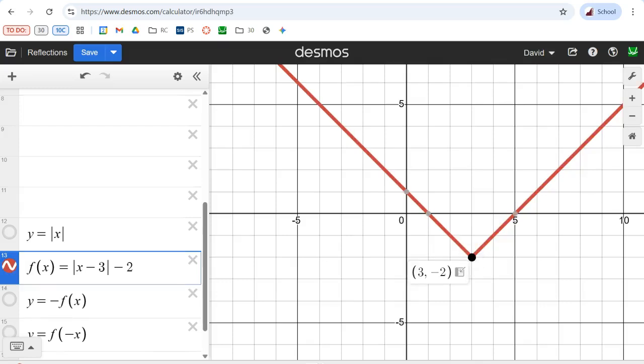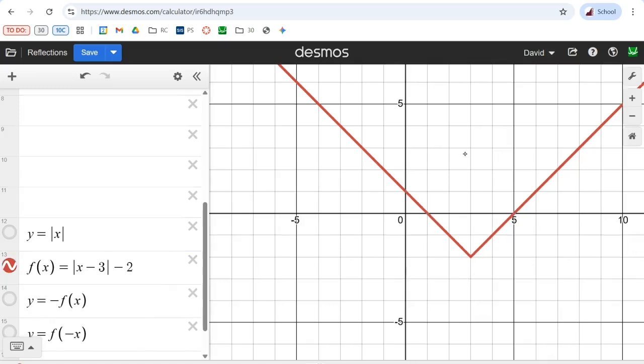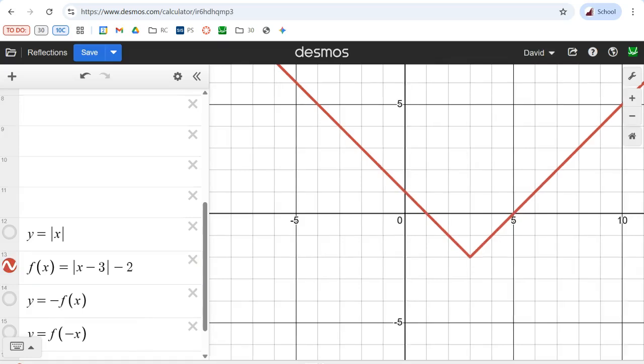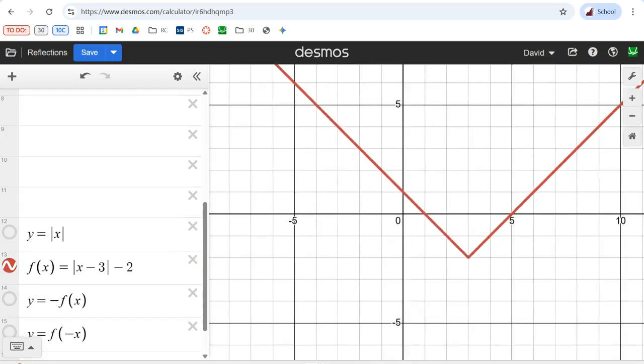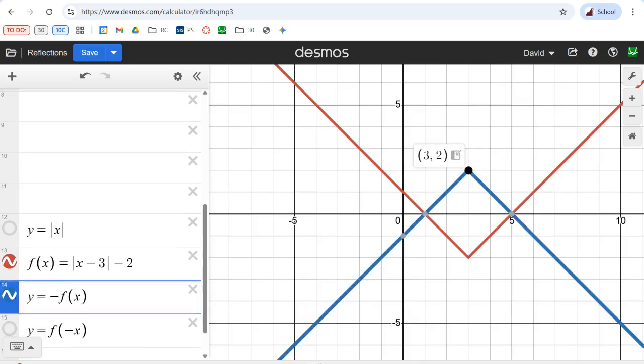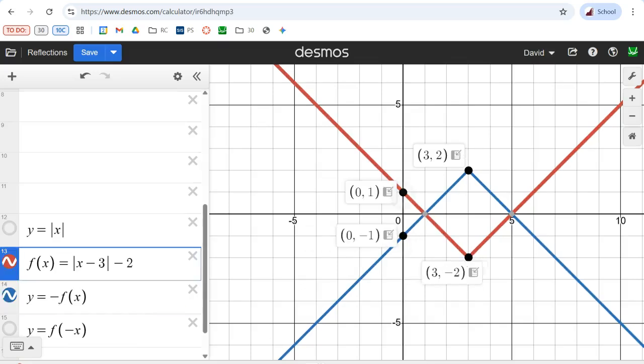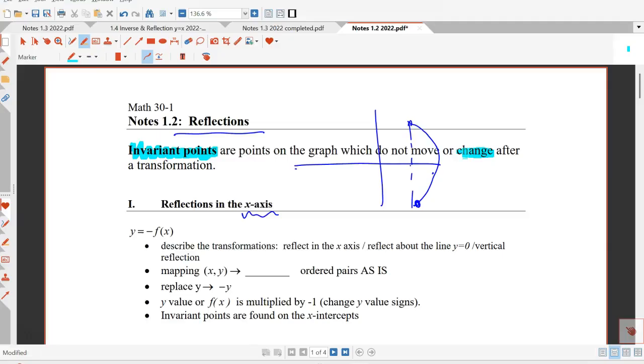Now if I reflect the vertex over the x-axis, it's going to end up here at 3, positive 2. This value here, the y-intercept, will reflect over the x-axis and will end up down here. And think carefully: what value will not change at all? When I actually reflect it, I get the blue graph there. You can see I now have 3, 2, and it used to be 3, negative 2, so the y value changed. Here also the y value changed. But if I look at the x-intercepts, they did not change, and they are invariant.